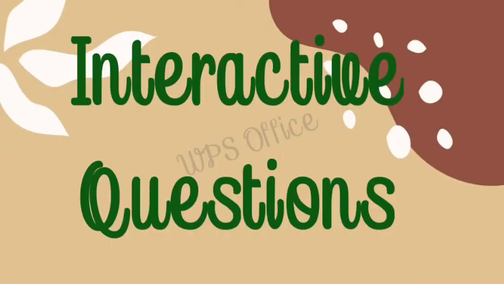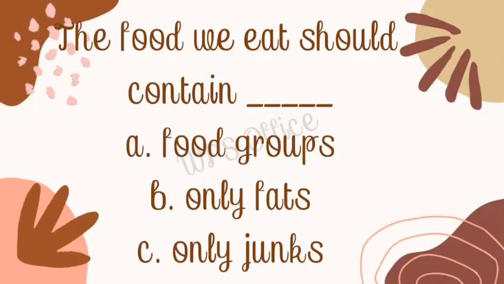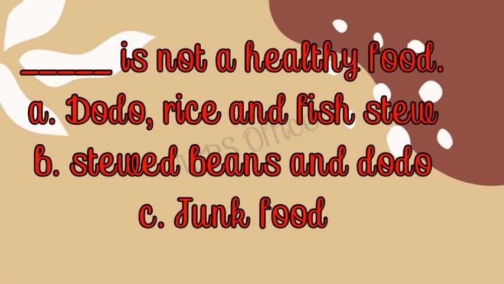Now, let's look at some interactive questions before we say bye for the day. The first interactive question says the food we eat should contain dash. A. Food groups. B. Only fats. C. Only junks. So the food we eat should contain dash. Great! The food we eat should contain food groups. That is wonderful.